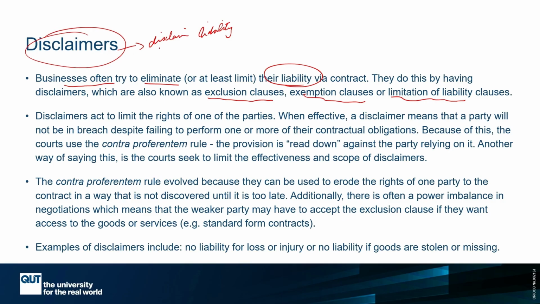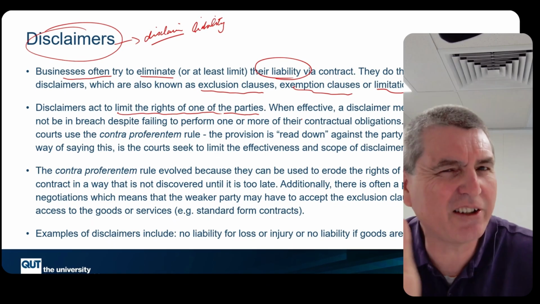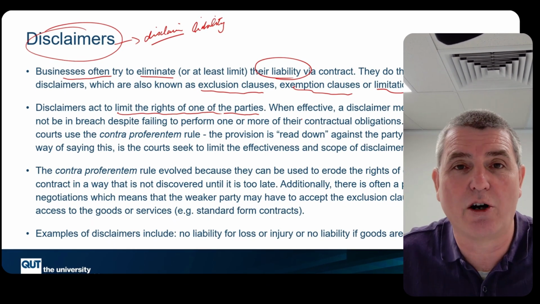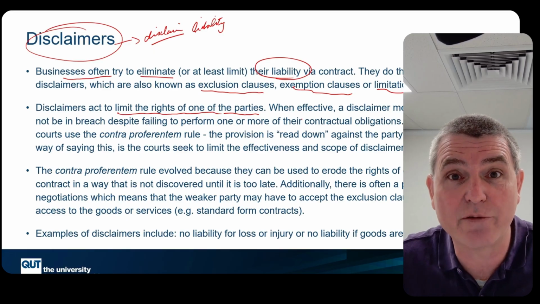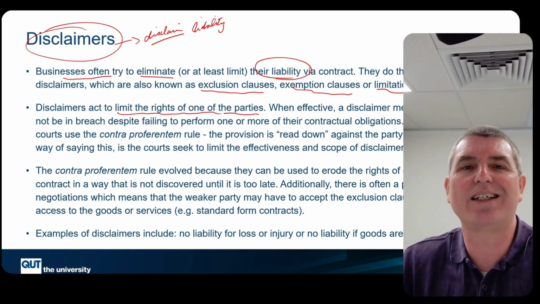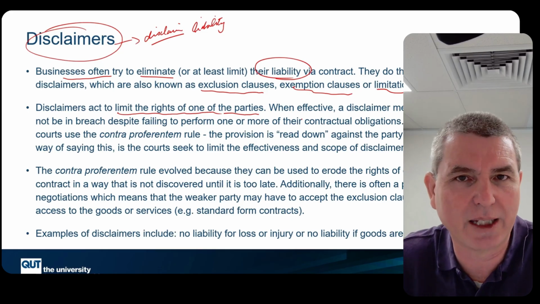One party is trying to disclaim liability, and in so doing, that limits the rights of the other party. Now, if a disclaimer is effective, it means that one party could be in breach, but they're not going to be liable for breaching their contractual obligations. As you can imagine, this is quite counterintuitive because the whole point of entering a contract is so that you will have legal obligations, but the point of a disclaimer is to get you out of any legal obligations.